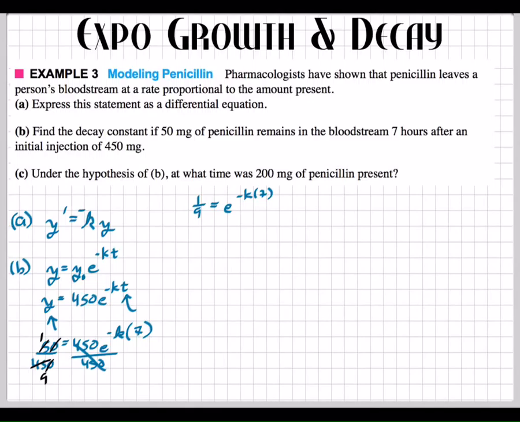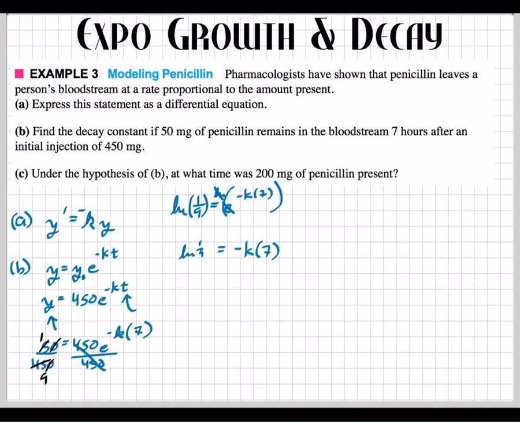Okay, do you guys remember how to get rid of a base e? You need a logarithm with a base e, and that is natural log. So I'm going to take the natural log of that side, and I'm going to take the natural log of this side, and this side stays natural log of 1 over 9, and this side, the natural log and the e cancel out, and I'm left with negative k times 7.